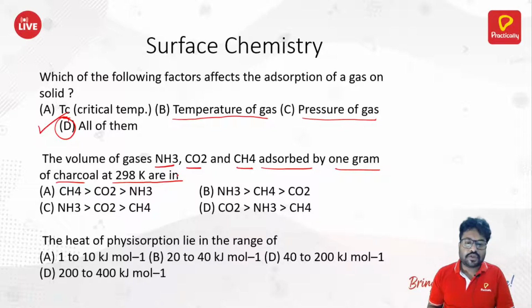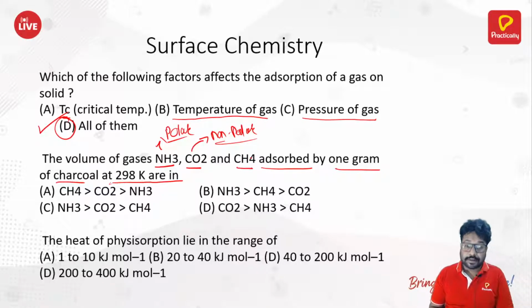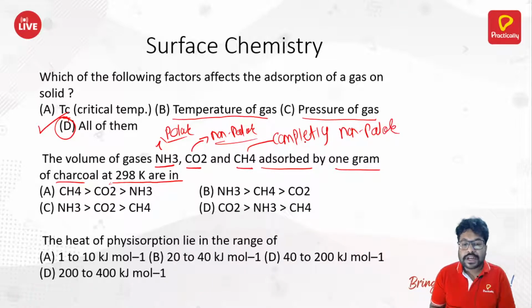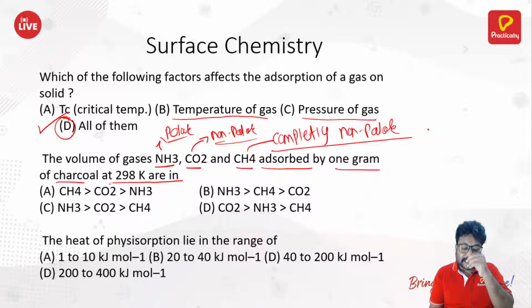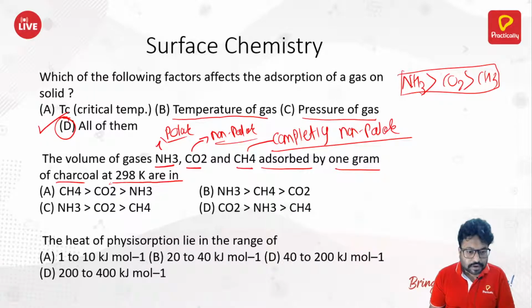So as far as NH3, CO2 and CH4 are concerned, NH3 is a polar compound, we know that. CO2 is non-polar, but it has some polarity in the form of delta plus and delta minus on the carbon and the oxygen. CH4 is completely non-polar. In fact, it is called paraffin, an alkane. It's methane, right? So your order should be like this: NH3, CO2, CH4. Yes, that is the order, option C.